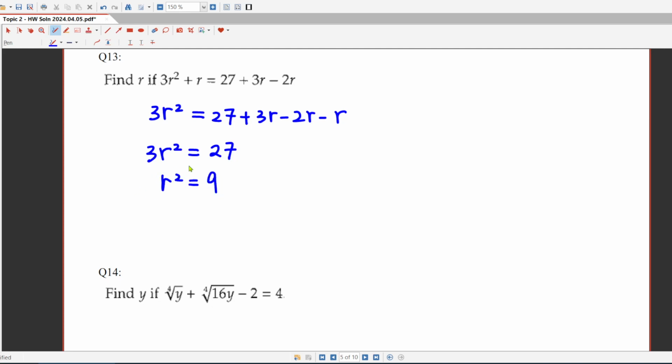So if you are given r squared equals 9, remember there are two possibilities. Do not forget r could be either positive or negative 3, right? I can see some of you only gave the answer positive 3, you forgot the negative 3, right? Because negative 3 squared can also give you 9, right? So there are two solutions to this equation. Any questions?